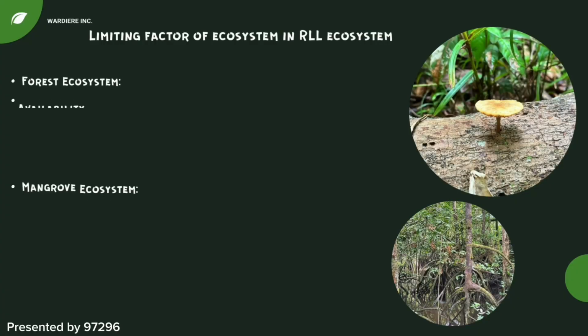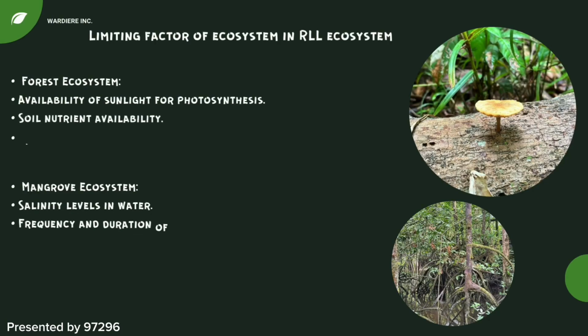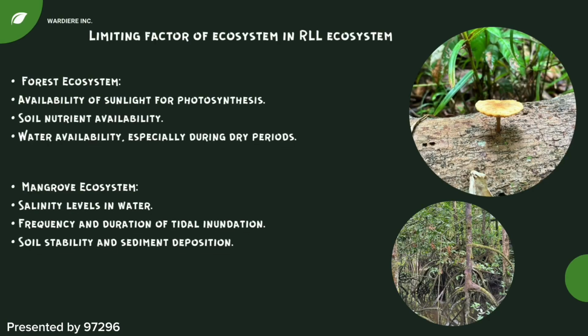Limiting factors in a forest ecosystem may include availability of sunlight, soil nutrients, and water. Competition for light among trees in the canopy can limit the growth of understory plants. Soil nutrient availability can be a limiting factor for plant growth, affecting the diversity and distribution of species. Water availability, especially in dry seasons, can limit the growth of plants and influence the entire ecosystem.